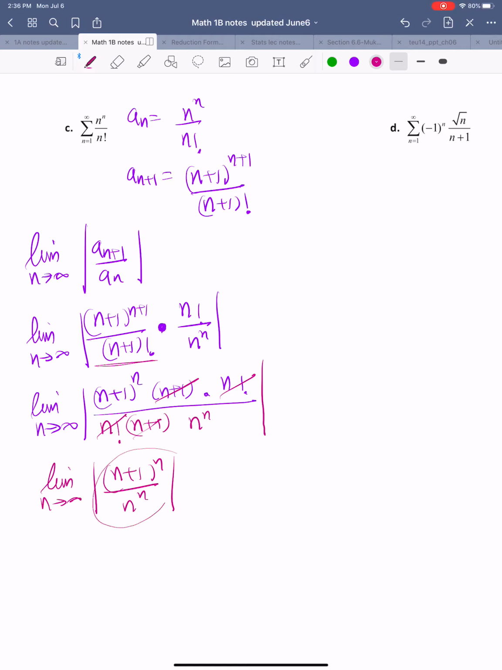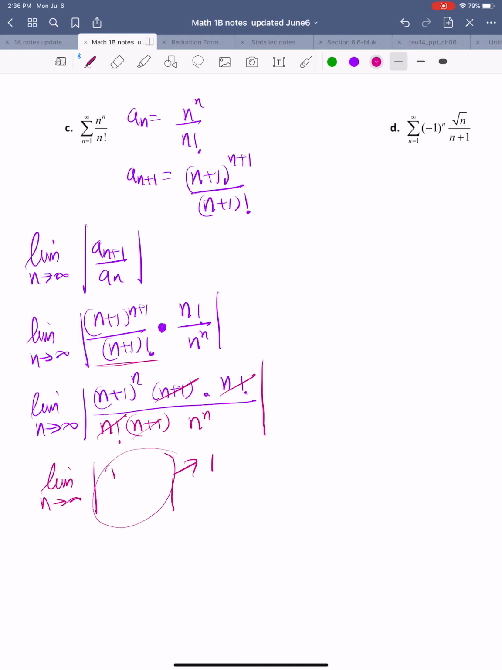Again, this limit when n goes to infinity, because the top and bottom have the same degree, it turns out this limit goes to 1. n plus 1 over n. Let's see what this limit turns out to be. This one is a known limit. Let's go ahead and rewrite it.